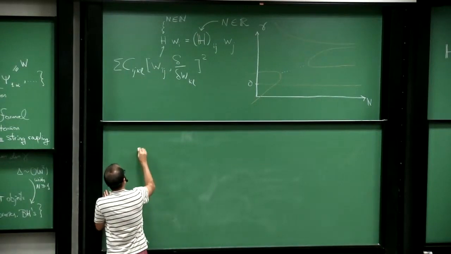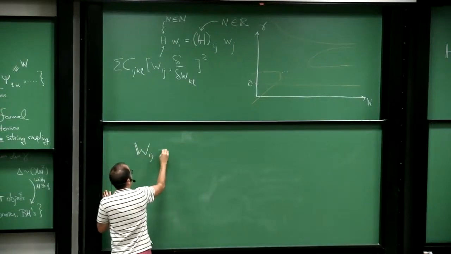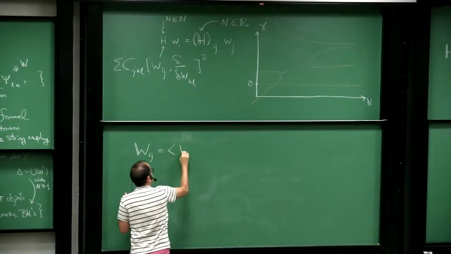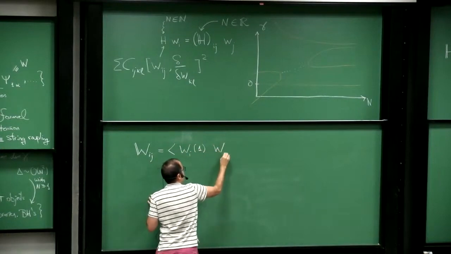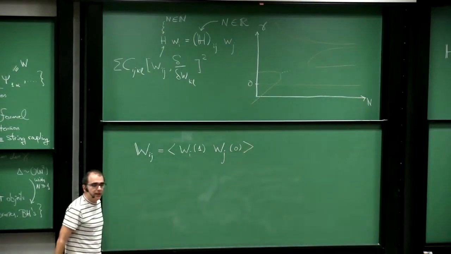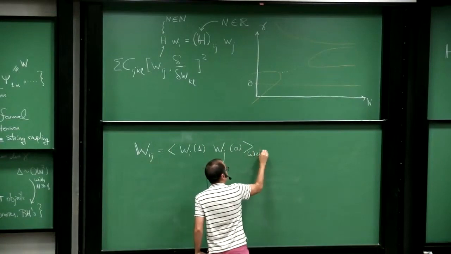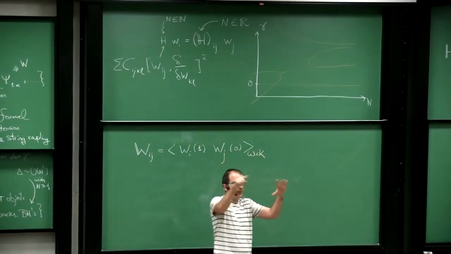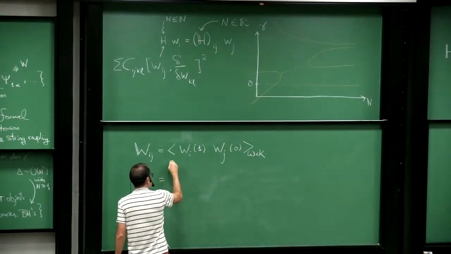So let's define a new matrix W_ij, which we define as saying I put one of the basis elements, say, at some position 1, and the other basis element at some position, say, 0. And by this expectation, I just mean do weak contractions between the two. Just contract, draw propagators between the two. And you construct this matrix, and it's a 6x6 matrix.